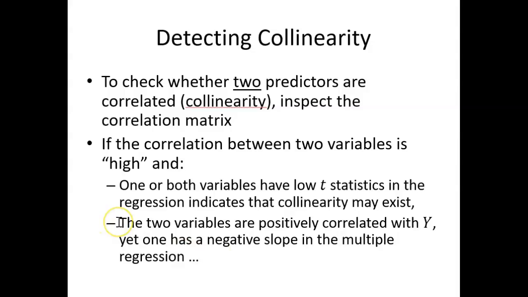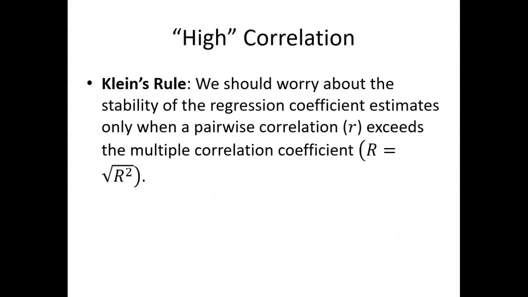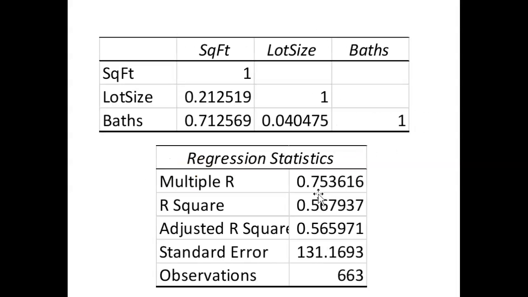An extreme situation is if two variables are positively correlated with the dependent variable, but one has a negative slope in the multiple regression. Now, Klein's rule says we should worry about the stability of the regression coefficient estimates when the pairwise correlation, r, lowercase r, that we reviewed early in chapter 12, exceeds the multiple correlation coefficient. That is R, capital R, which is the square root of the R squared.